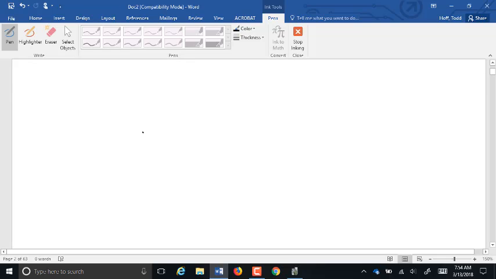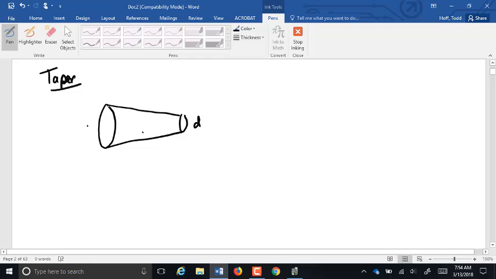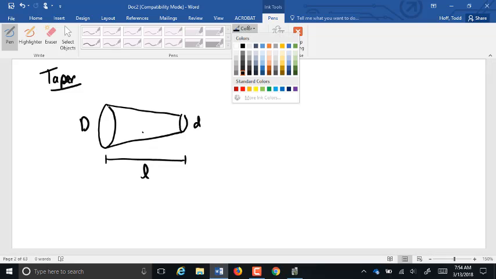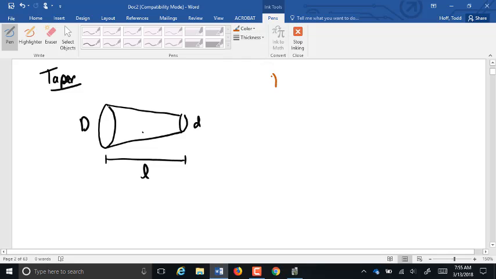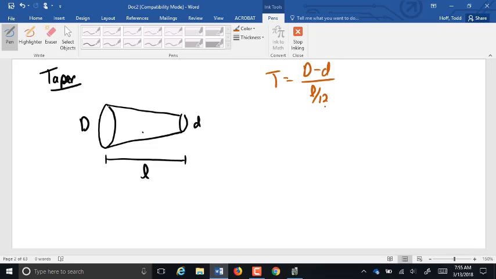Okay, so now we talked about tapers a few weeks ago, and a taper is where you have a round piece where the diameter of that piece decreases over its length. We might have little d here, big D here, and our length. Remember, taper is inches per foot, so the taper is defined to be the difference in diameters over the length divided by 12. Assuming that length is in inches, the divided by 12 converts it into feet.